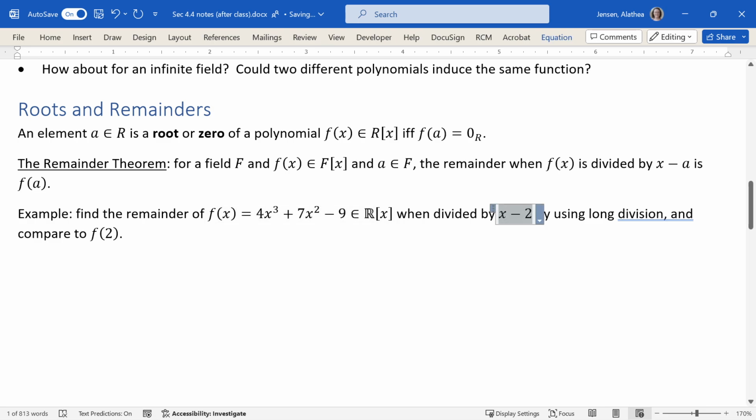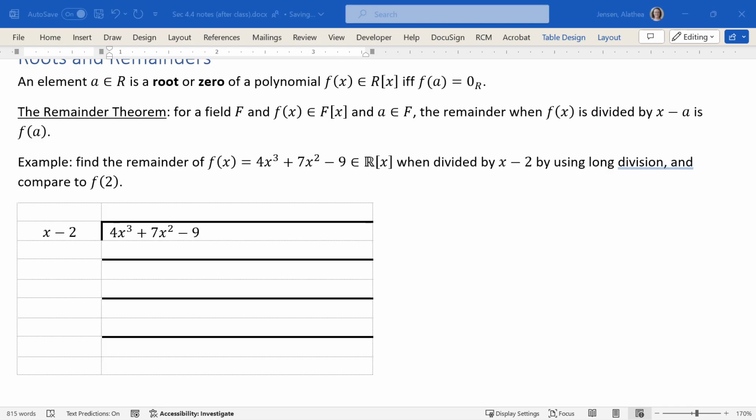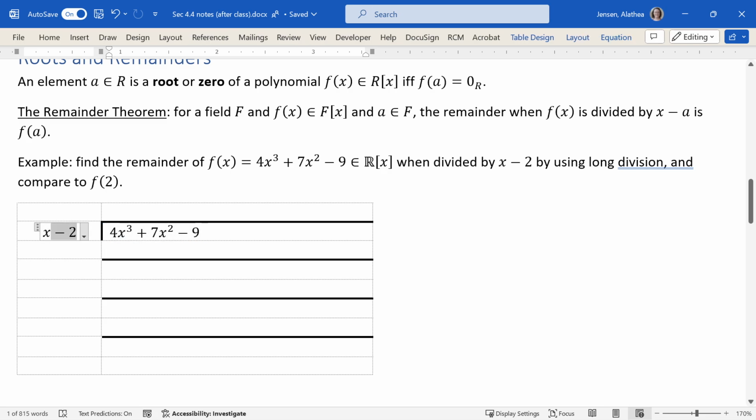Let's do it using long division, and then let's compare that to f(2), and we'll see that they're actually the same. So I am going to attempt to do the long division on the screen here with my finger. We'll see how this goes. Okay, you know what? I decided to not risk doing this with my finger, so I'm going to type it. So here's the little division house. So we're dividing this thing by this thing.